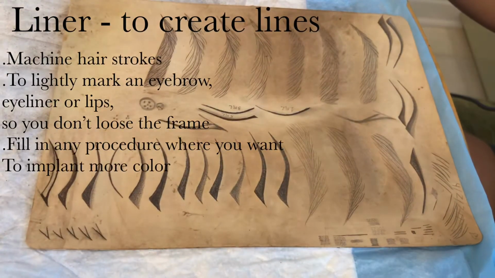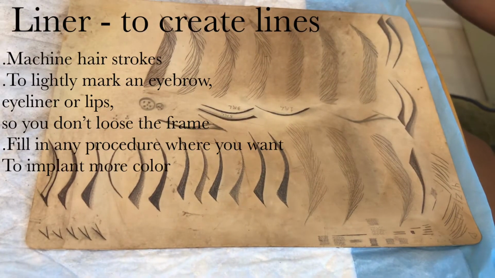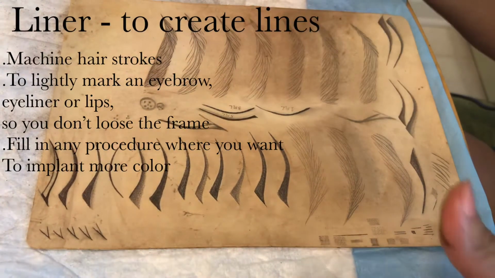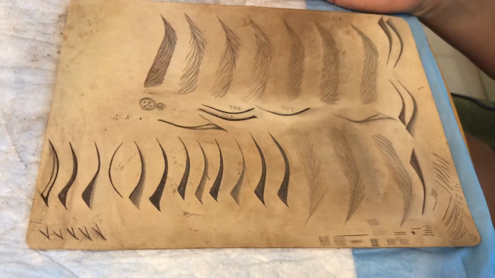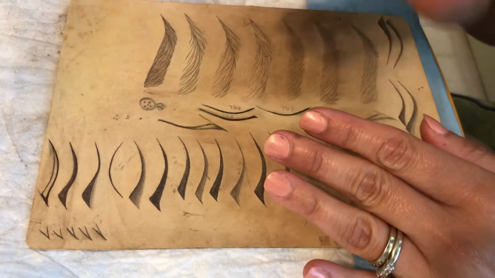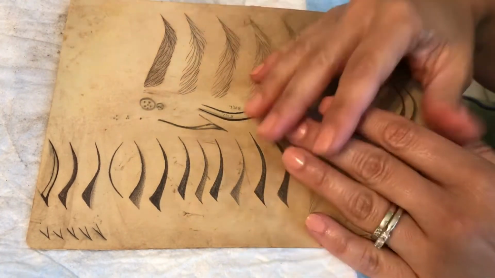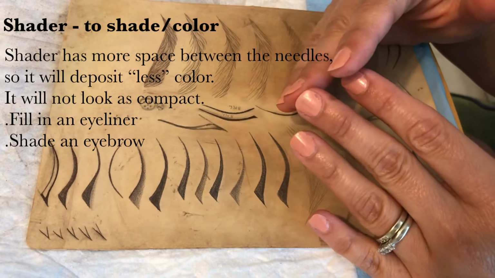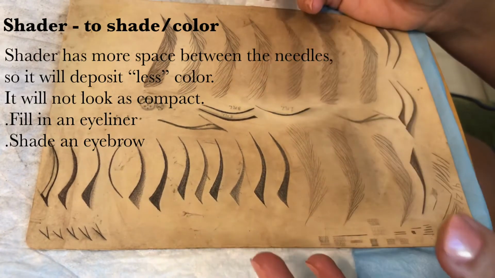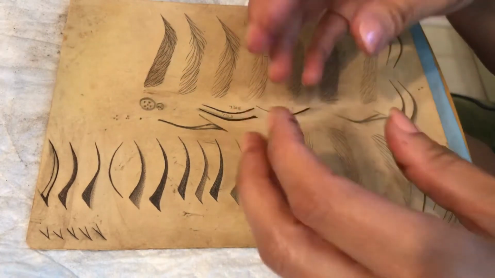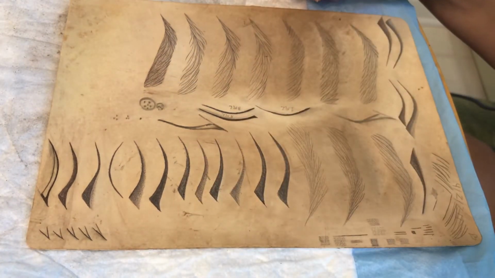Now, when are you gonna use the liner or when are you gonna use the shader? So the liner, it's for lining. What that means, to make lines. Let's say if you wanna do an eyeliner design, right? So you're gonna make a line. So then you can use the liners. The shader, if you wanna do like a smoke eyeliner, or even for powder brows, because you want them to be a little spaced out, right?